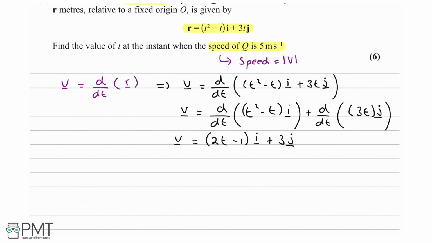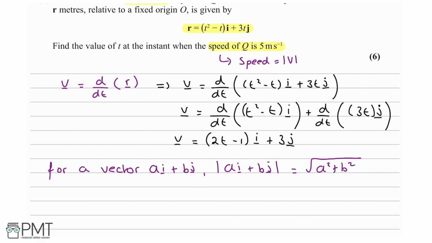So now we've got our velocity, which is good. To find the magnitude of a vector, if we have a vector ai plus bj, the magnitude, or the modulus as it's denoted, equals the square root of a squared plus b squared. So to find the speed, which is the magnitude of v, we need to find the square root of (2t minus 1) squared plus 3 squared.